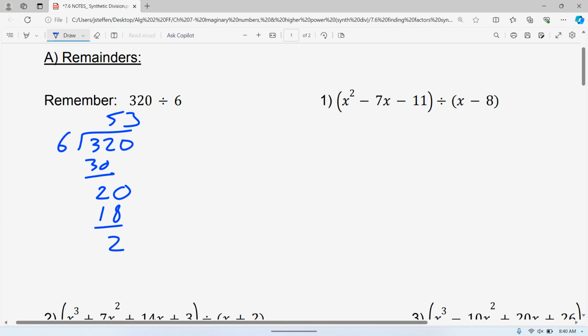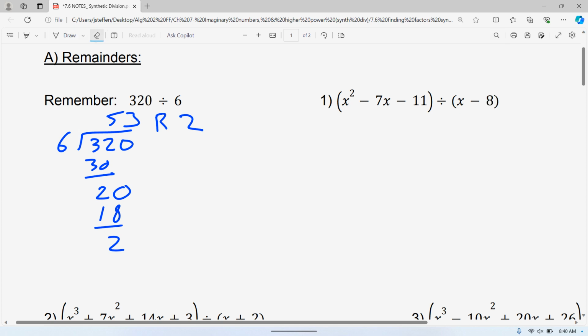There's nothing to bring down, and so when you were in elementary school, you did this, and then at the end you would say 53, and then you'd say R2. That's short for remainder. 53 with a remainder of 2. I don't know if you guys remember doing this, because I feel like it was like 2 days when I was in 3rd grade that we did this, and then we never talked about it.